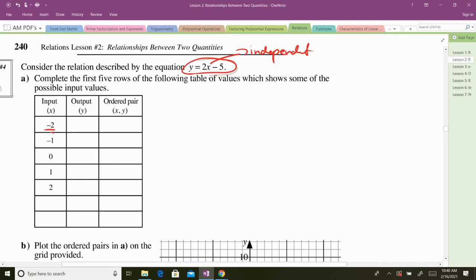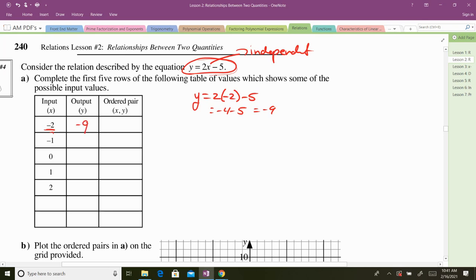If x is negative 2, it goes in for x. So you go y is equal to 2, and whatever you substitute in, put in brackets. So it looks like that. What's 2 times negative 2? Negative 4 minus 5 is negative 9. So that means when x is negative 2, y is negative 9.